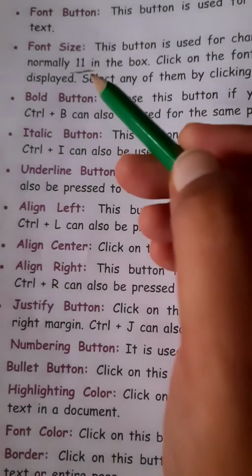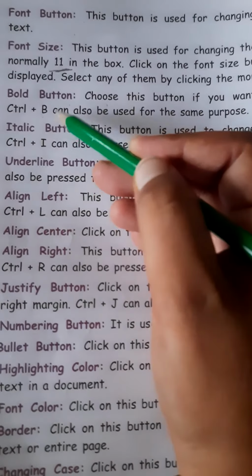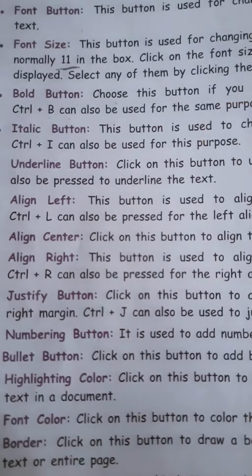Next is bold button. Click on this button if you want to make text bold or dark. You can also use shortcut key Ctrl+B.